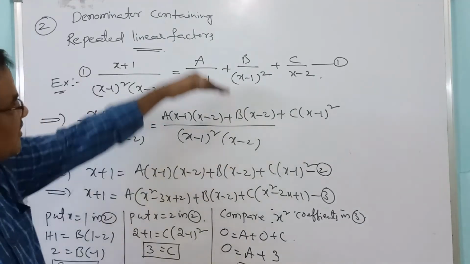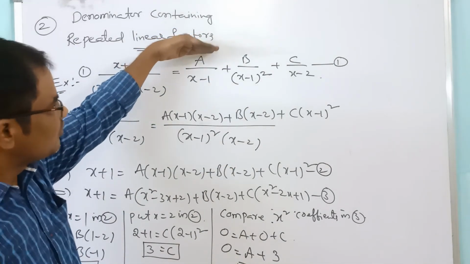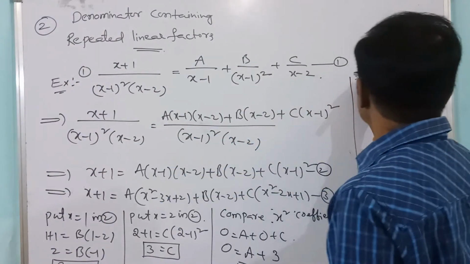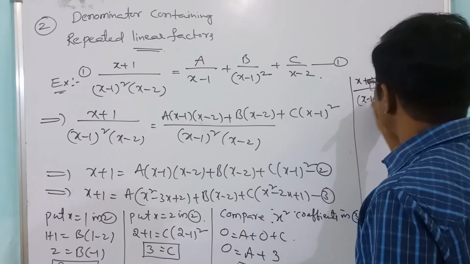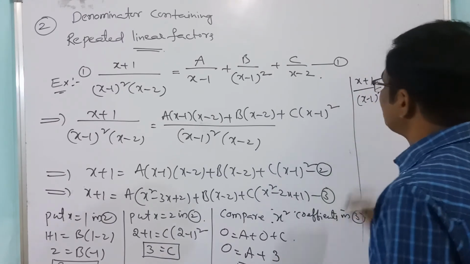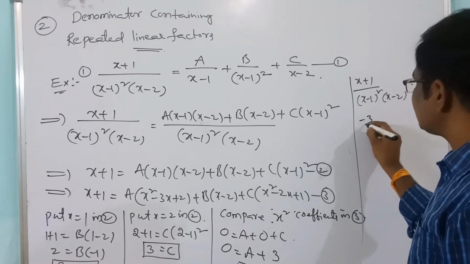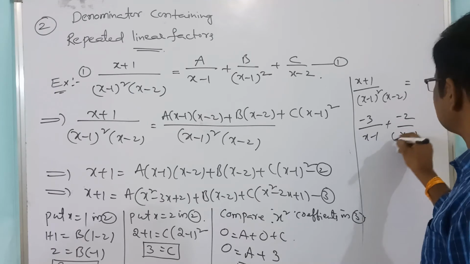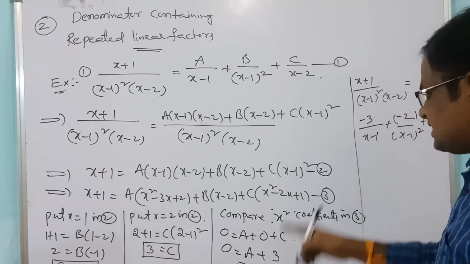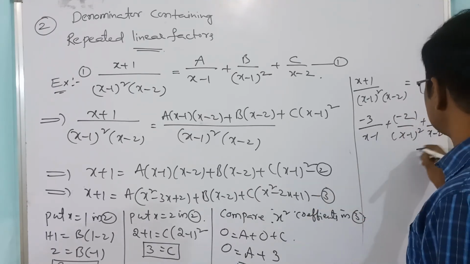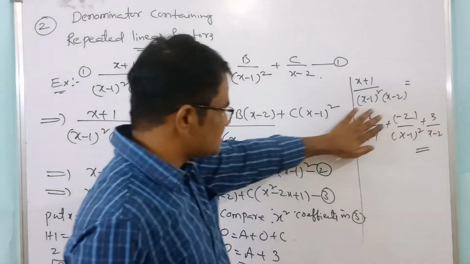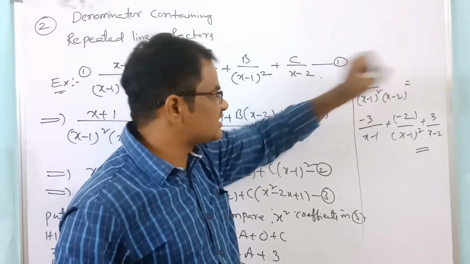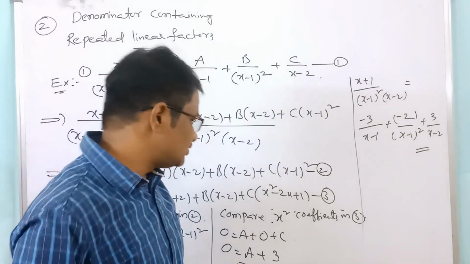These three values we have to substitute in equation number 1. If you substitute, this becomes x plus 1 by x minus 1 whole square into x minus 2 equal to a, which is minus 3 by x minus 1, plus b, which is minus 2 by x minus 1 whole square, plus c, which is 3 by x minus 2. Suppose you simplify the right side exactly, what will you get? You will get the left fraction. Okay? So like this we have to do, right?